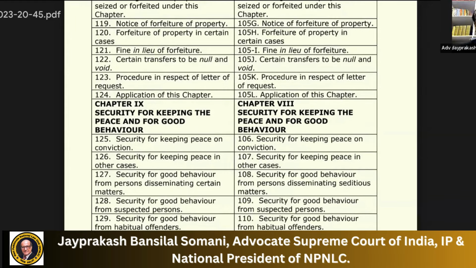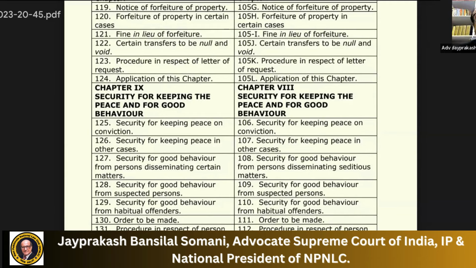In BNSS section 122, certain transfers to be null and void. Its corresponding section was in CrPC 105G. In BNSS section 123, procedure in respect of letter of request, its corresponding section was in CrPC 105K. In BNSS section 124, application of this chapter, its corresponding section was 105L.